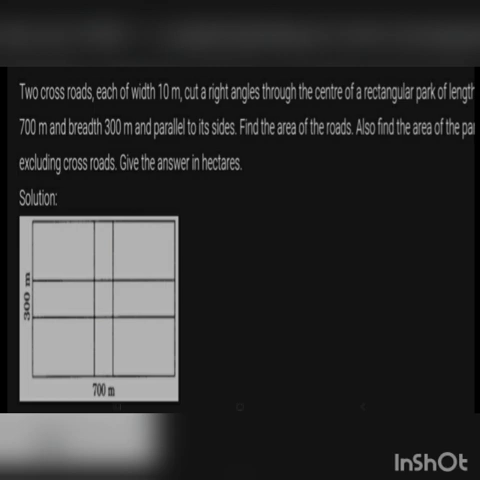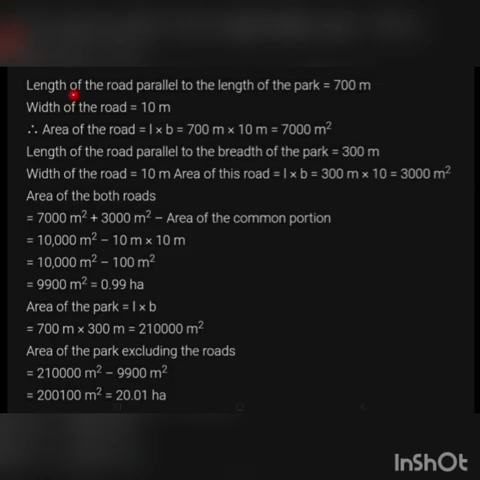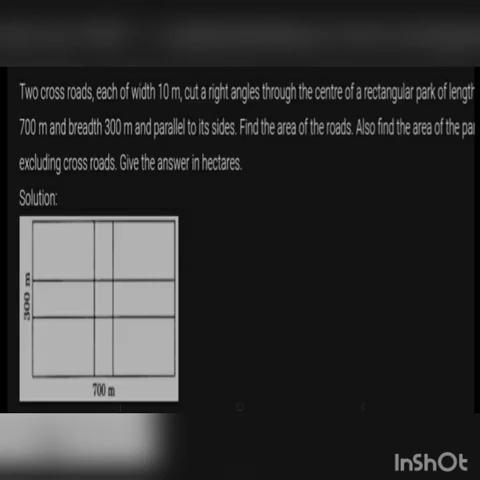For that, here the length and breadth of the park is given. So first we will find the area of the park including these roads. What is it? Length of the road parallel to the length of the park, so 700 meter. Width of the road is 10 meter. That means if you are considering this road or this road, first consider this road. What is the length? This is the length of the road and width is given as 10 meter.